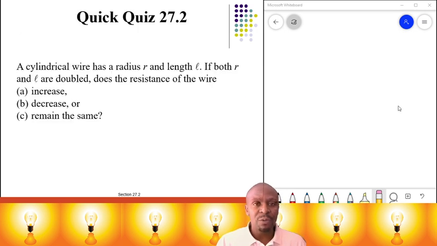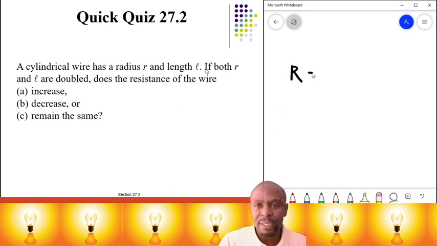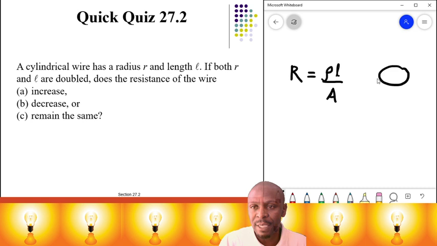Right, let us also do the following quick quiz. A cylindrical wire has a radius r and a length l. If both r and l are doubled, does the resistance of the wire increase, decrease, or remain the same? Now let us write the equation for the resistance. We know that the resistance is rho times L divided by A. Now what happens if you double the length and the radius? The wire is taken as a cylinder, for example. This is the cross-sectional area that we are talking about.